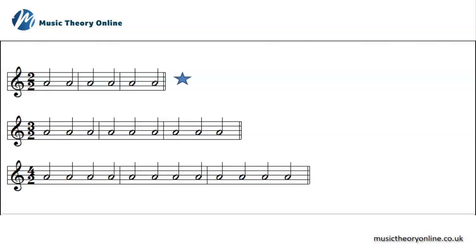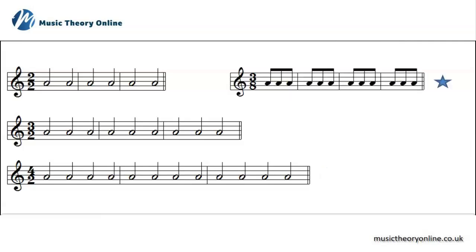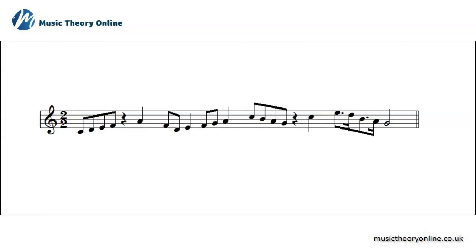You can see that 2/2 is the equivalent of 2 minim beats in a bar, 3/2, straightforward 3 minim beats in a bar, and 4/2, 4 minim beats per bar. We also mentioned 3/8, and 3/8 is the equivalent of 3 quaver beats per bar. So let's have a look at a typical Grade 2 question. Add the missing bar lines to this melody.